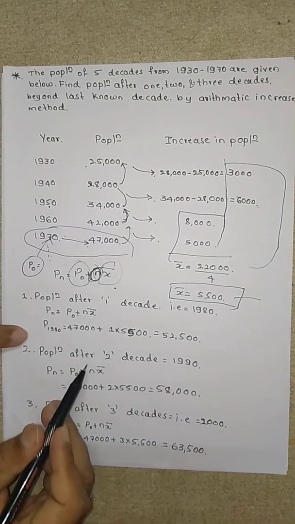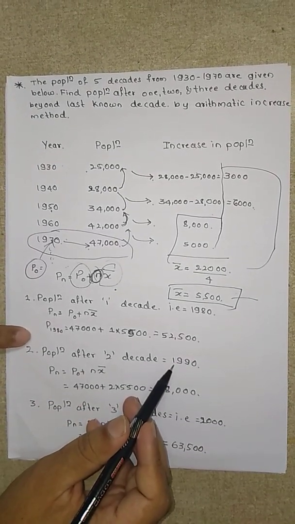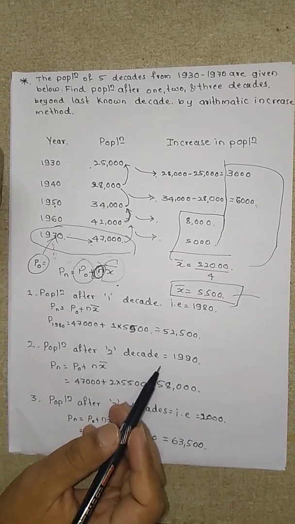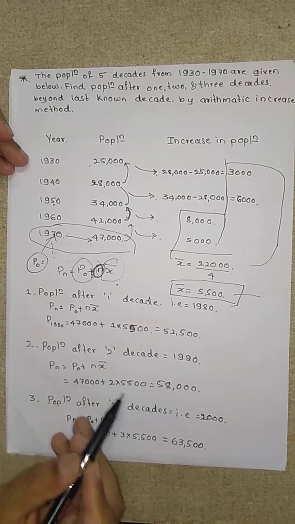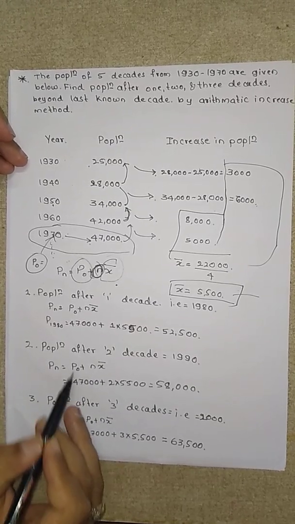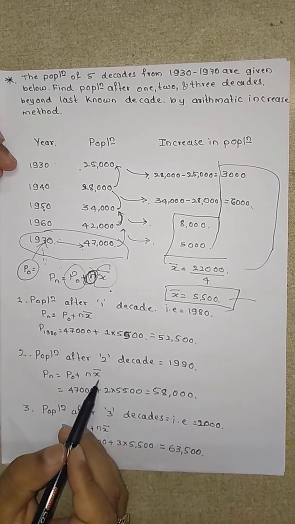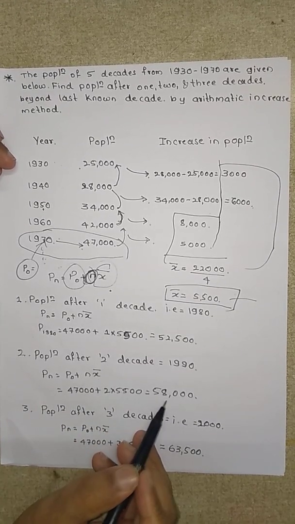Now population after 2 decades: 1980 to 1990 is the 2nd decade. So what will be the N value? N will be equal to 2. So P naught is 47,000 plus N, which is 2, times x bar, which is 5,500. So it is 58,000.